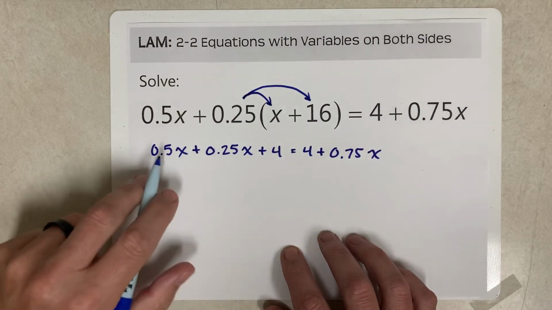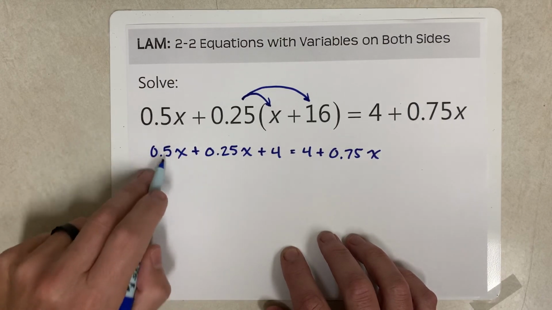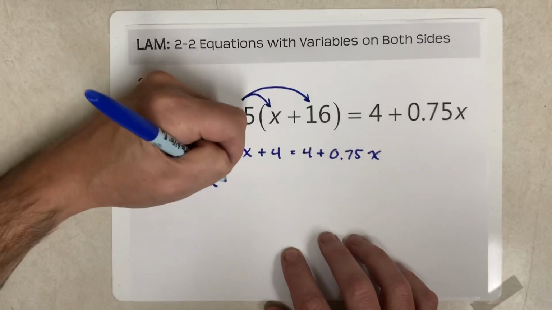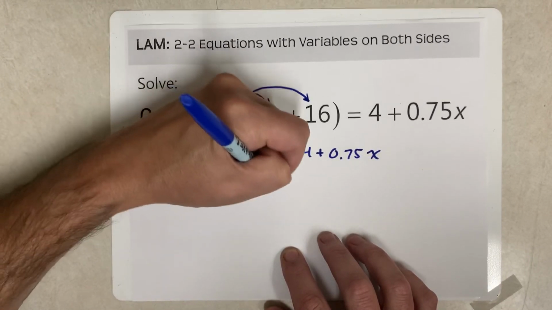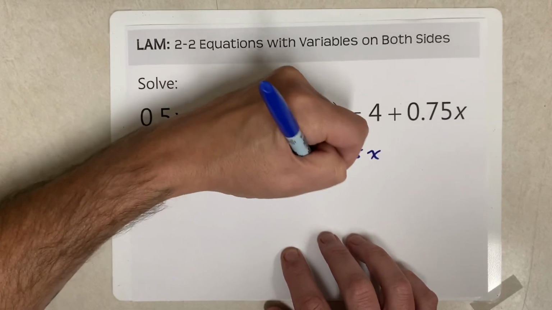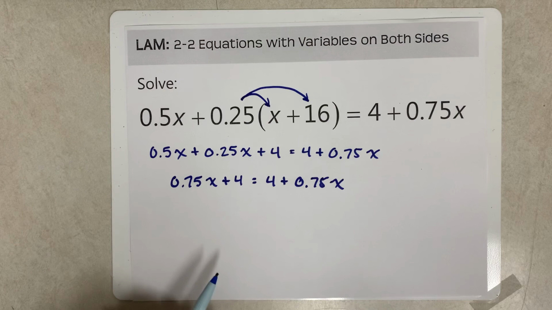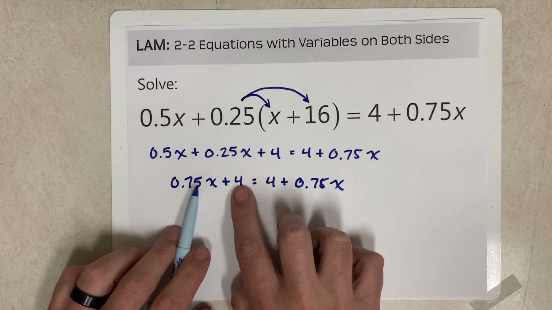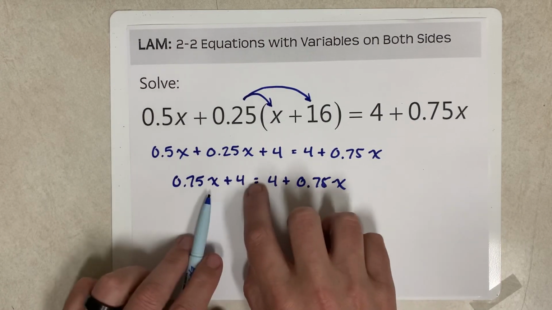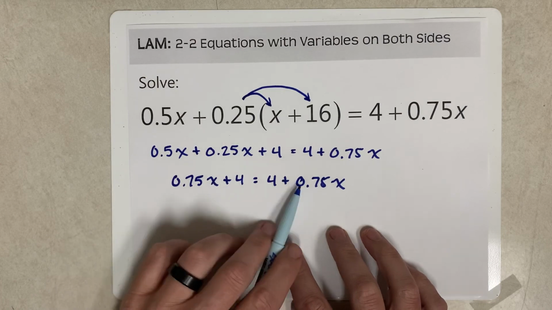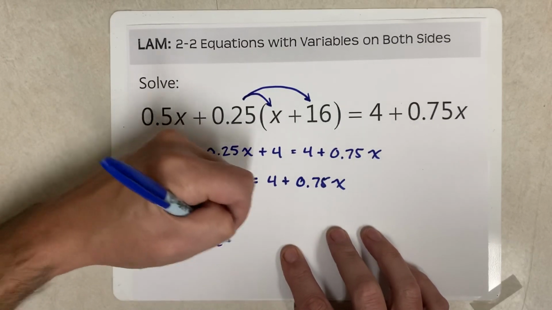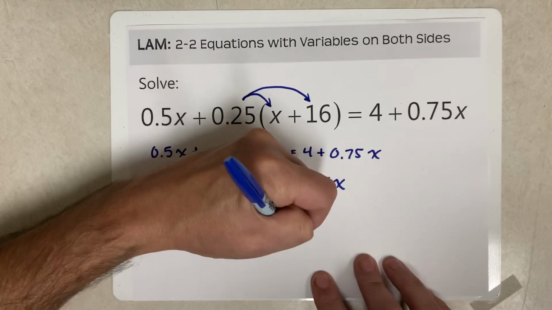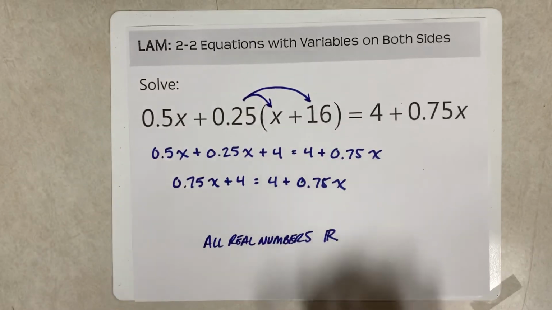All right, now let's see what happens. A 0.5x and a 0.25x. If you combine these two together, you should get 0.75x plus 4 equals 4 plus 0.75x. Now, if I look at both sides of that equation, this looks a lot like a property. It looks like the commutative property of addition, because these two terms and these two terms are the same. They've just been switched. See that? So the left side is actually the same thing as the right side, and it's all real numbers, because that's a true statement. Or you can put capital R down.